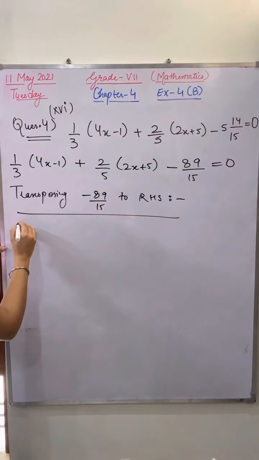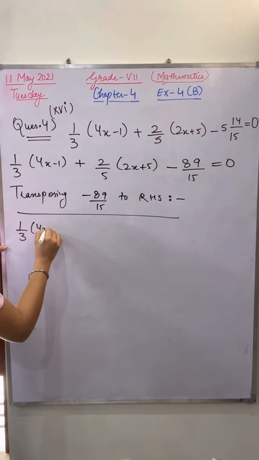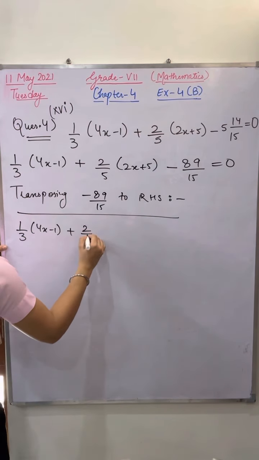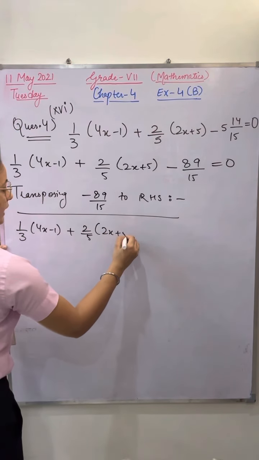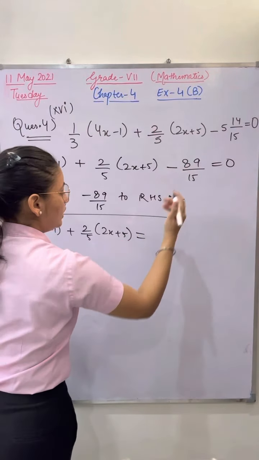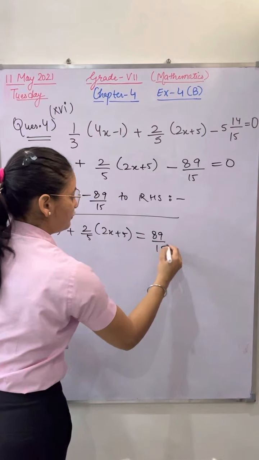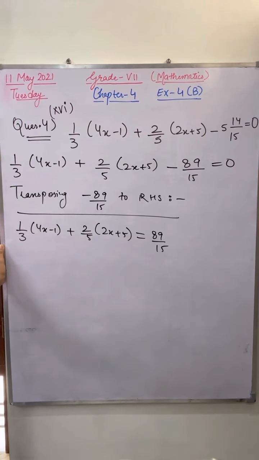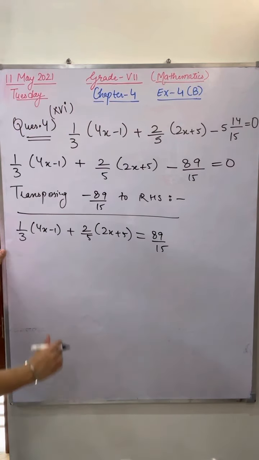So here only variable values are left. 1 by 3 (4x minus 1) plus 2 by 5 (2x plus 5) is equals to, this will go that side, minus will become plus 89 upon 15. Minus will become plus.